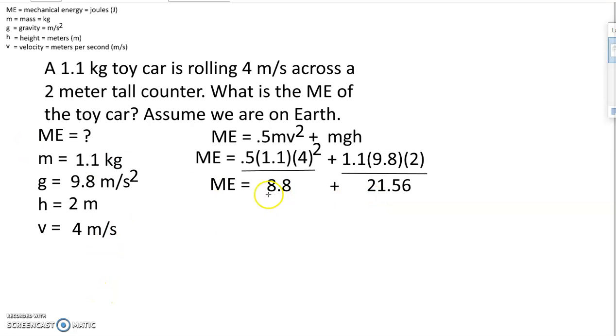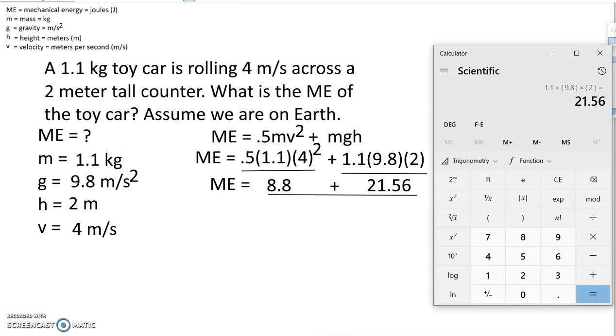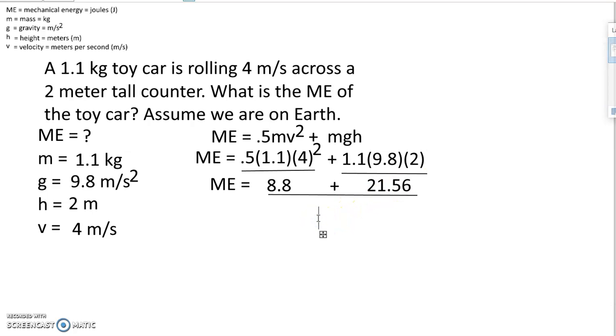The last thing I need to do is add together the 8.8 and the 21.56. So let's do that in the calculator. Clear this. 8.8 plus 21.56 equals 30.36. So underneath I'm going to write 30.36. I'm going to bring down the ME equals. I can see there's no math left to do, so this must be my answer. I just need to make sure I don't forget to put the unit for ME, and I can double check what that is up in my list here. ME is measured in joules. So the answer to my equation is 30.36 joules.